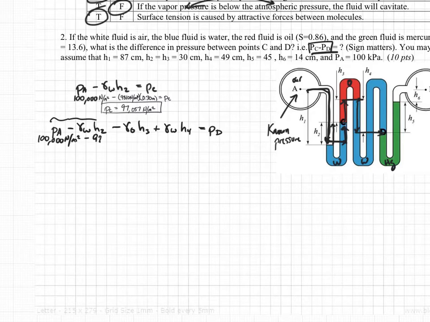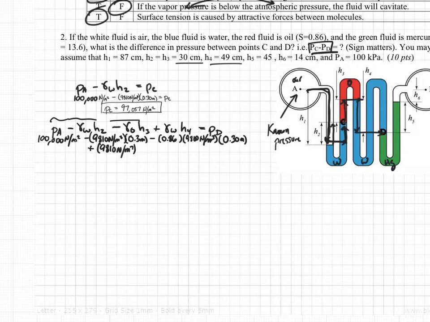Let's see, so we're just plugging and chugging here. 9810 newtons per meter cubed times H2, which is 0.3 meters. Was that what H2 was? Yeah, it's right there. Minus the gamma oil, so that's 0.86 times 9810 newtons per meter cubed times H3. H3 is 0.3. So that's this one plus gamma water, which is going to be 9810 times H4, which is 0.49, equals PD.